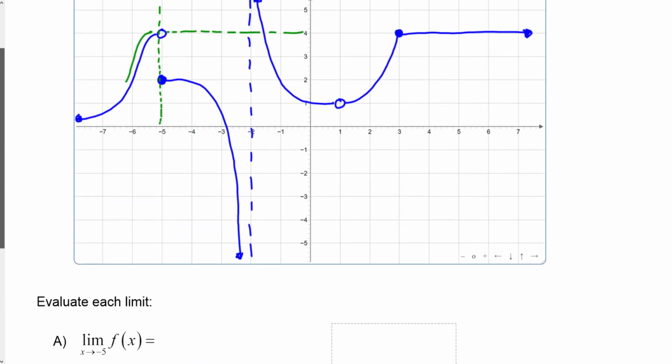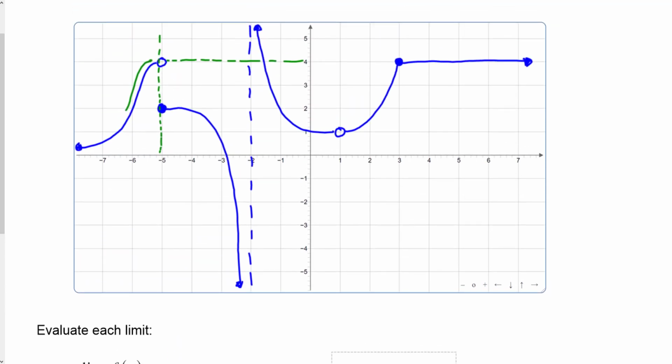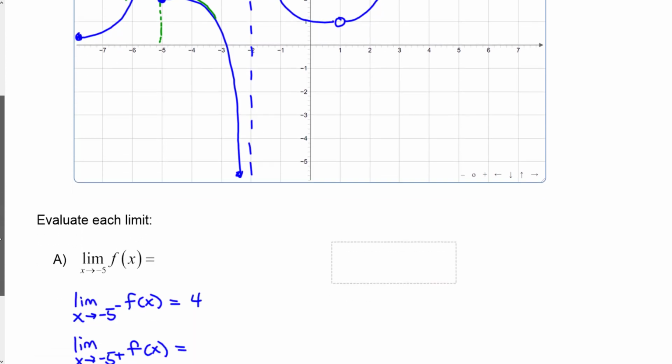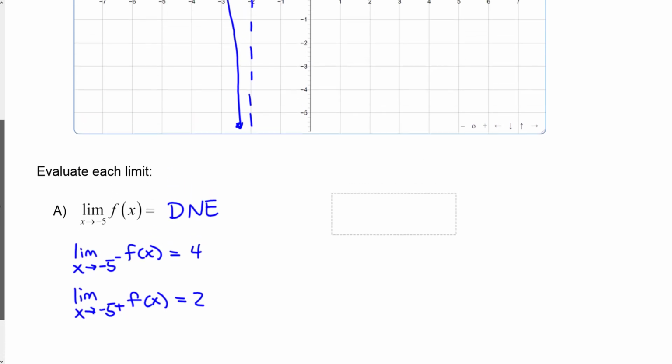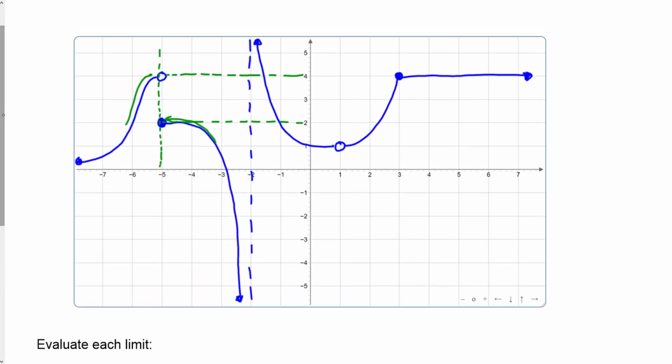And then if we observe the values coming from the right-hand side, on the y values, these are approaching this point, which appears to be at positive 2. So what happens is the limit from the left and the limit from the right are different values. Therefore, the limit at negative 5 does not exist. So there's a jump in the graph. And if there's a jump in the graph, the limit does not exist.